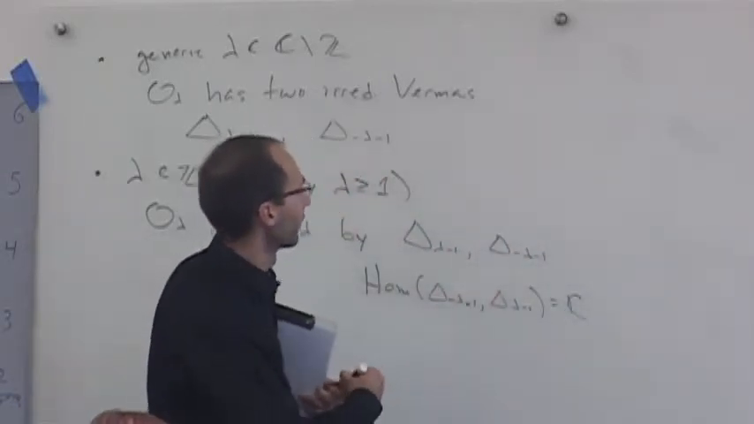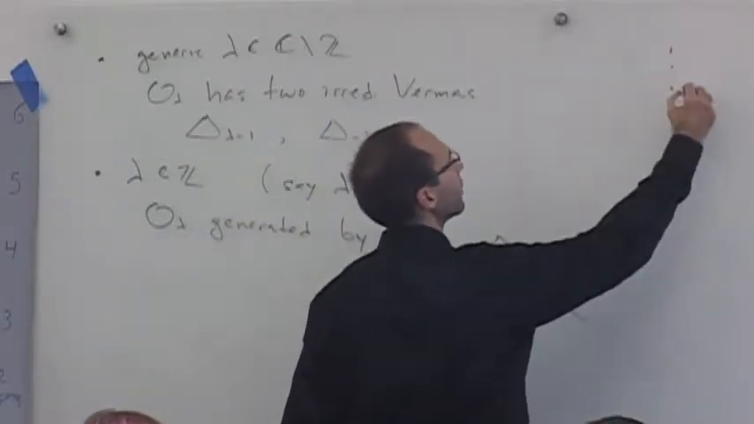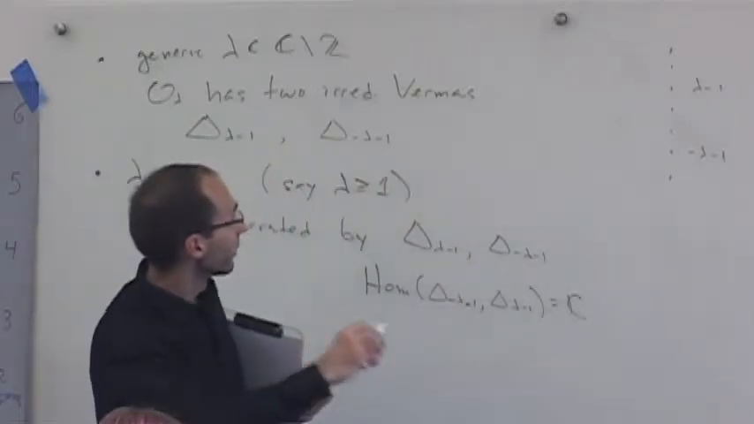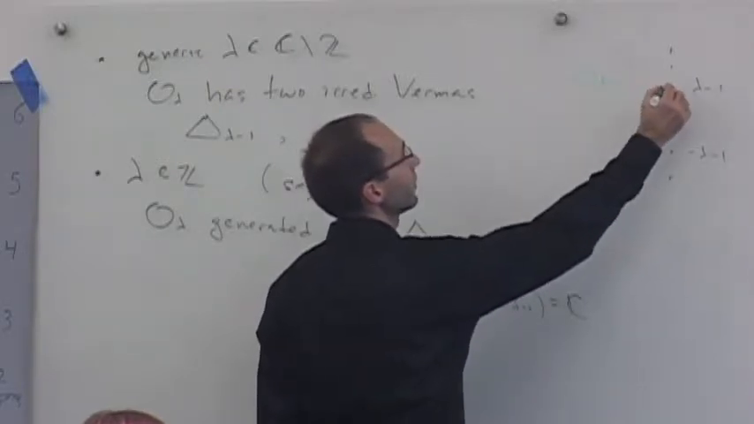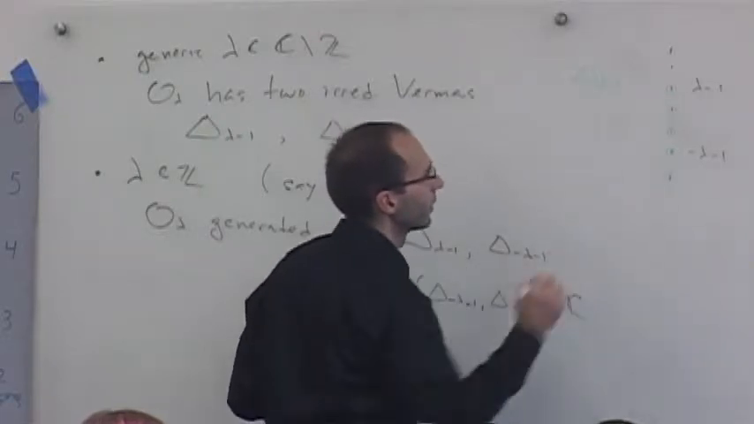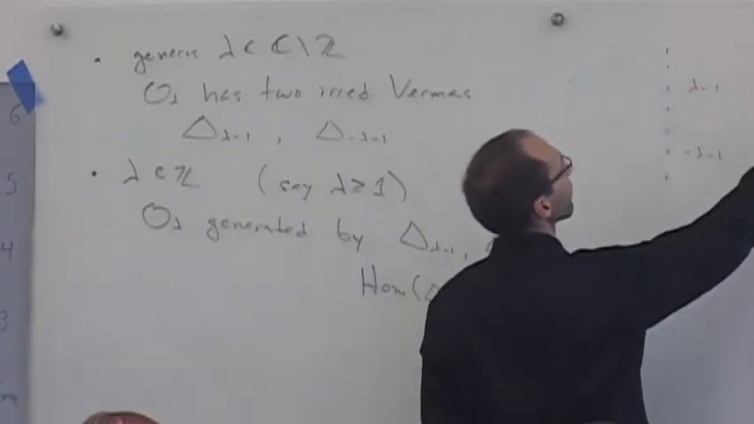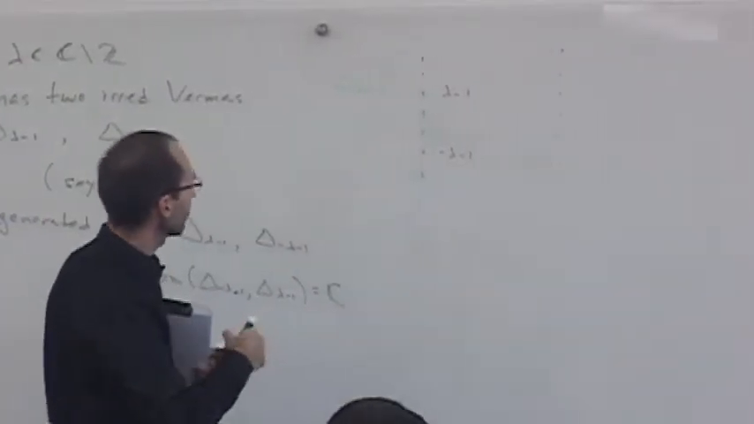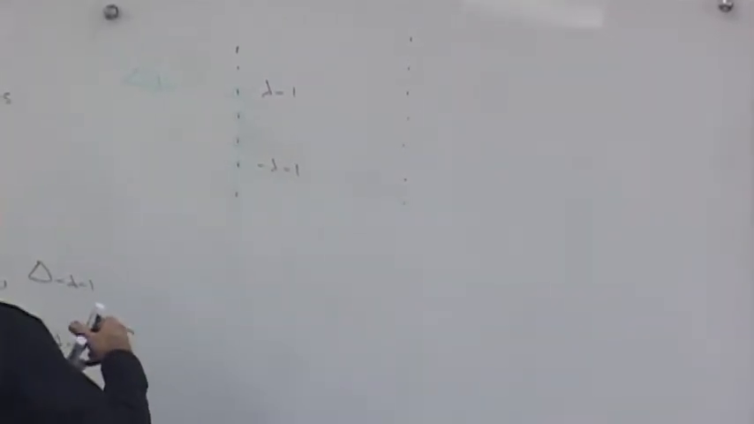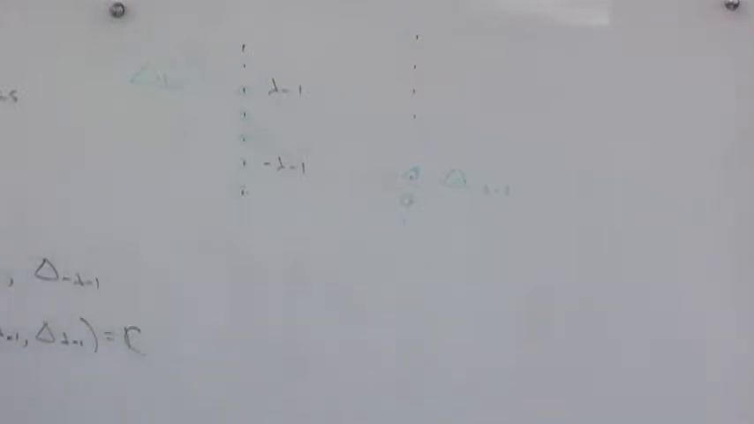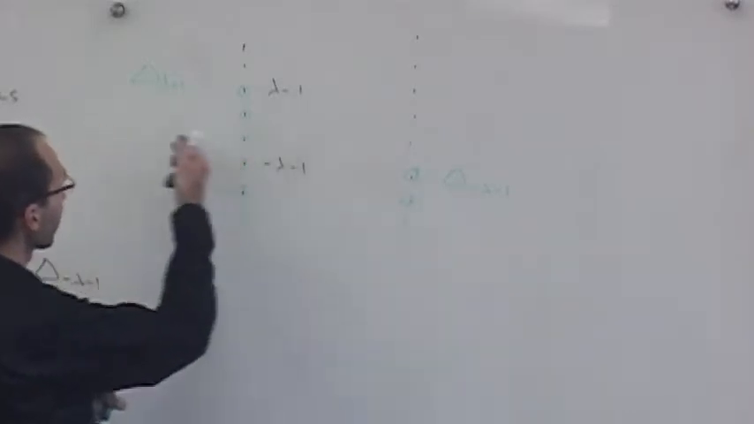So let me draw a picture of the weight spaces. Where this is lambda minus 1, so this is minus lambda minus 1. The Verma of weight lambda minus 1 is infinite dimensional. And it has highest weight lambda minus 1. And I'll be drawing many pictures like this. The other guy starts at minus lambda minus 1, goes off to infinity. And so, of course, this one is irreducible, but the other one is not. So I can also generate category O using simple or irreducible modules.